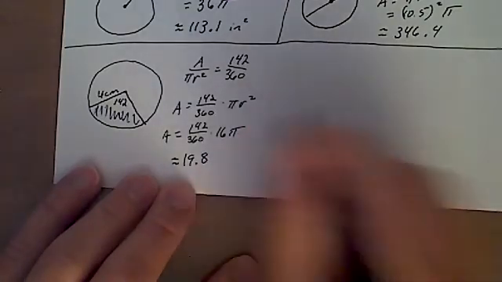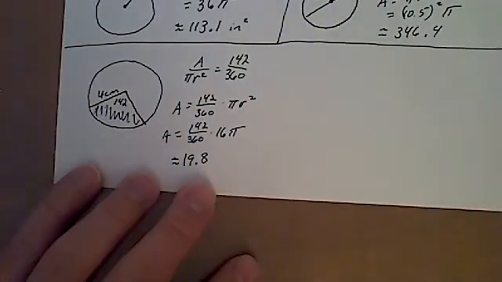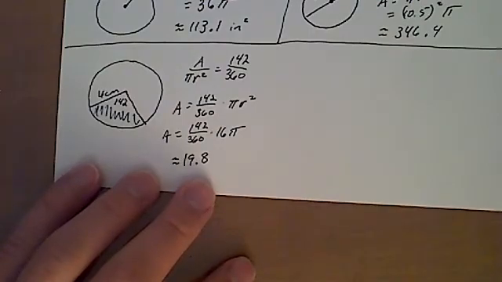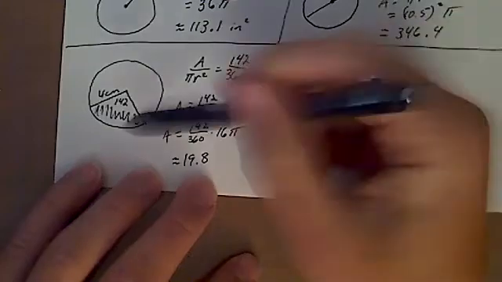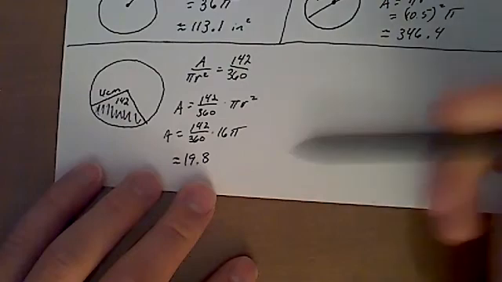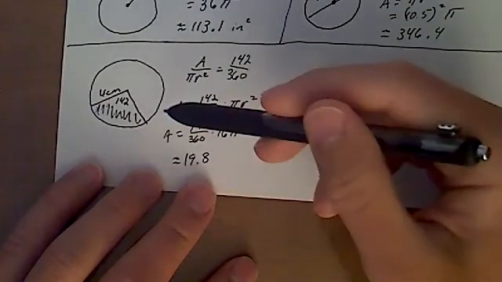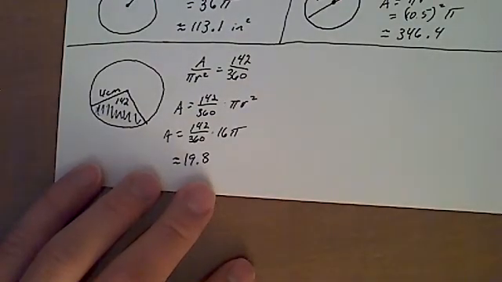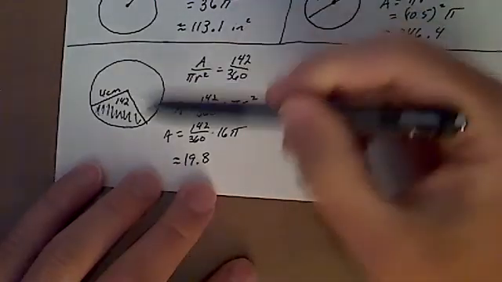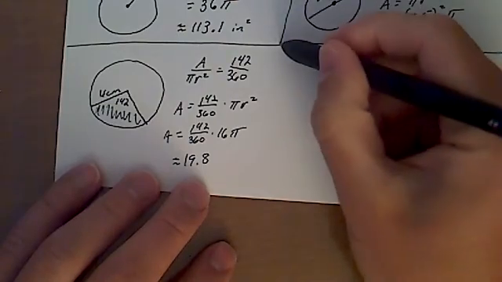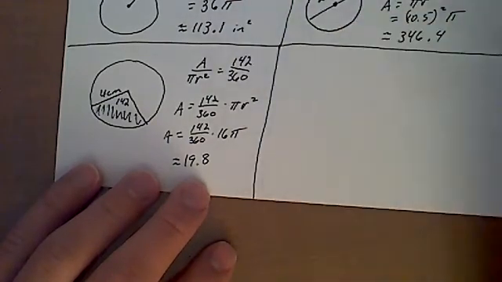19.8. Again, that'd be in centimeters squared. If you're wondering if it makes sense, you could find the area of the actual circle. All right, that is 16 pi. And then take a guess about how much this is. This is maybe about a third, right? 142 of 360, a little bit more than a third, right? And 19.8 is a little bit more than a third of 50, right? So that does make sense, and that is our answer.